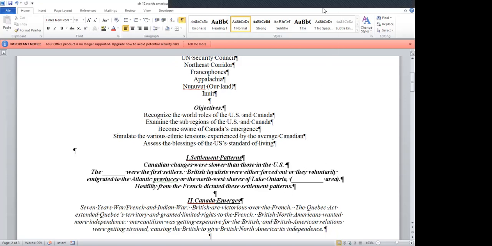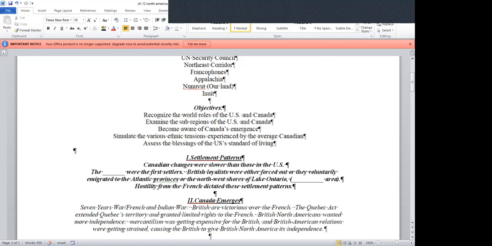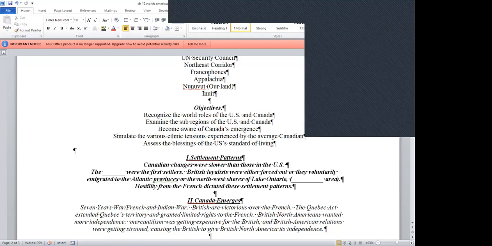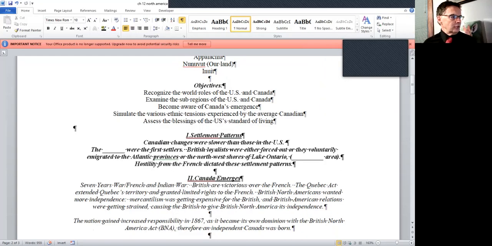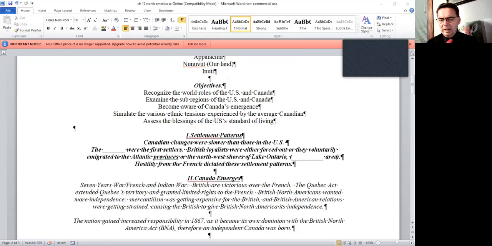Okay, so let me see if I can get, here we go. Visual's not up there. Okay, turn to page 528. Turn to page 528.